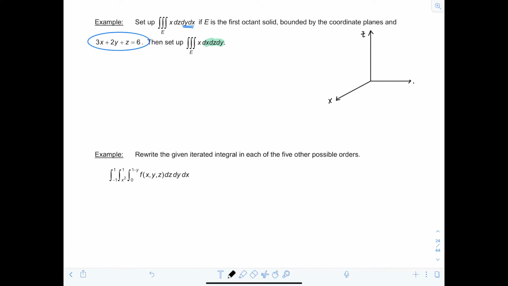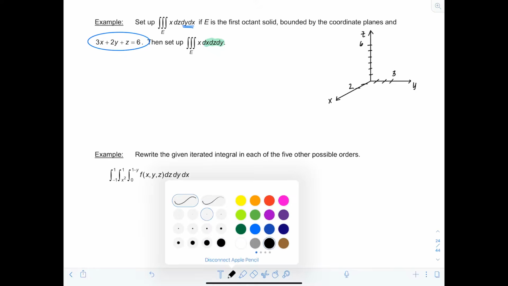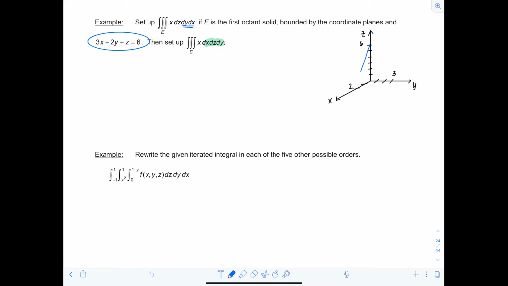So z, x, y. And then let's graph the intercepts of this plane here. The x-intercept is going to be 2, the y-intercept is going to be 3, the z-intercept is 6. All right, so there's the plane. The base, notice, is in the xy plane. It's determined by this triangle here. And then the heights are determined by the plane's equation.